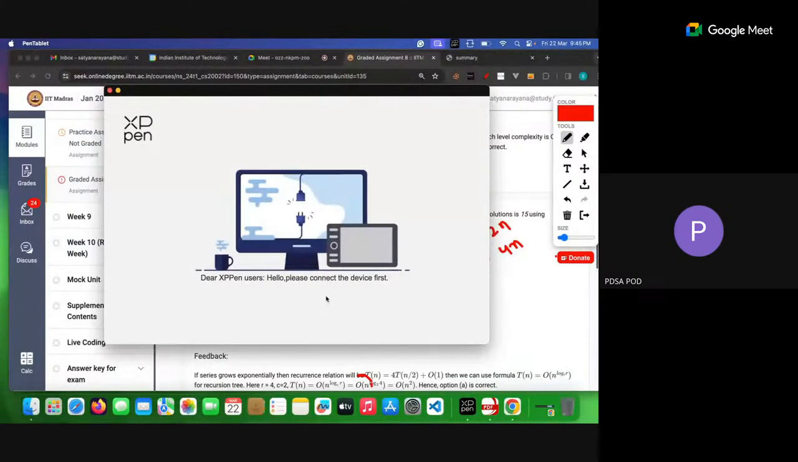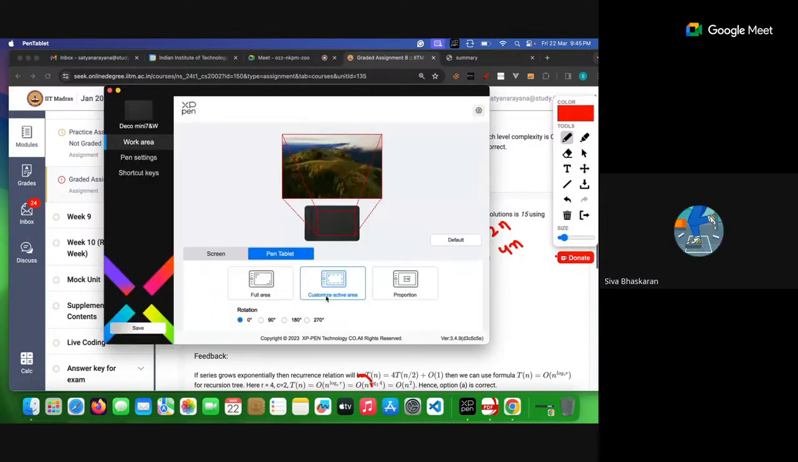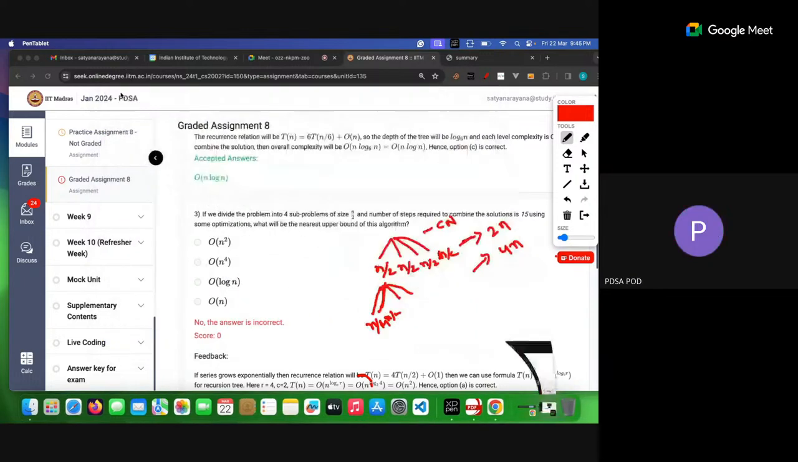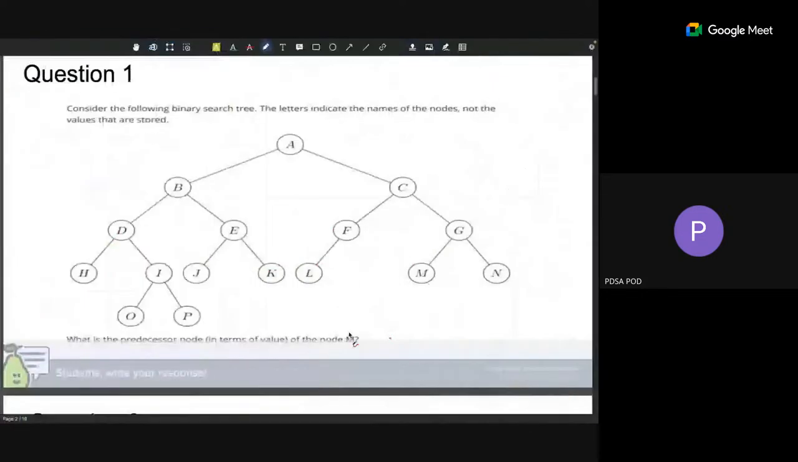In-order is first left, then root, then right. The order of traversal is first left, then process the root element, then the right element. Is it clear? So in this case, A is not processed first, B is not processed, D is not processed because these are roots. H is processed because it is alone.